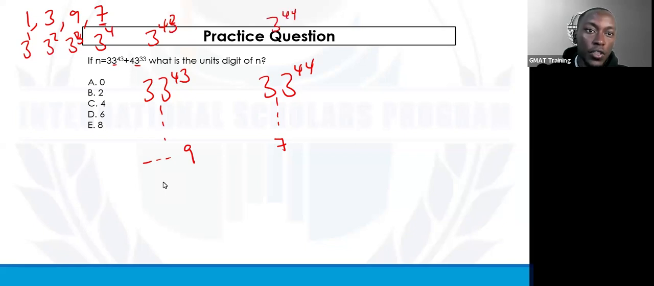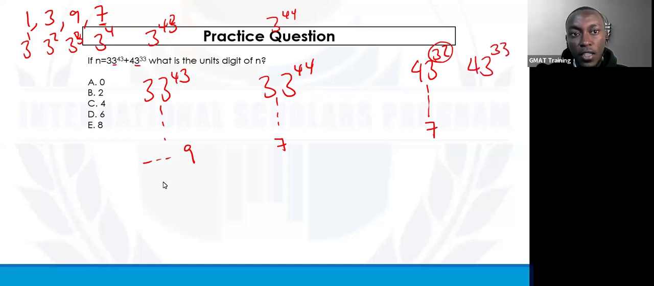Okay, now let's go to 43 to the power 33. The closest multiple of 4, looking at the exponent, will be 32. So if 43 to the power 32, which is a multiple of 4, ends in 1, then we expect 43 to the power 33 should end in 3.